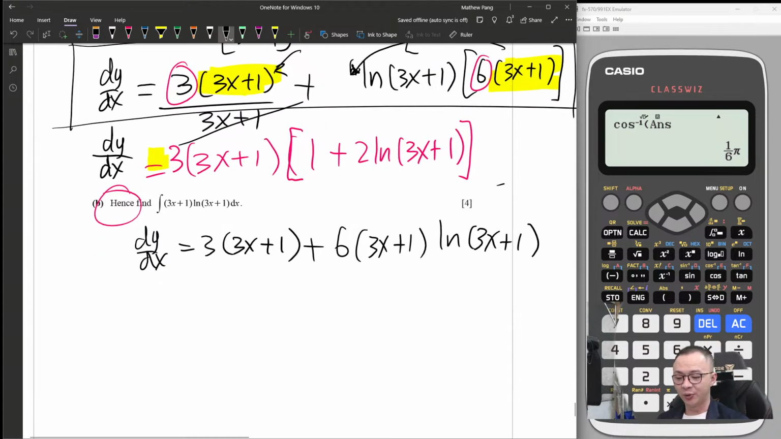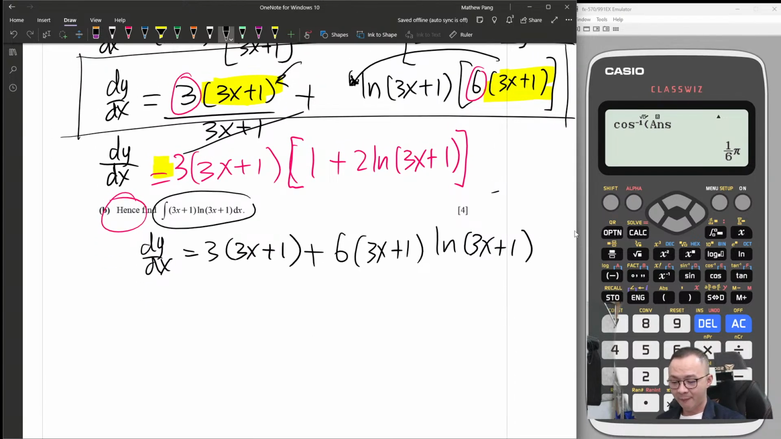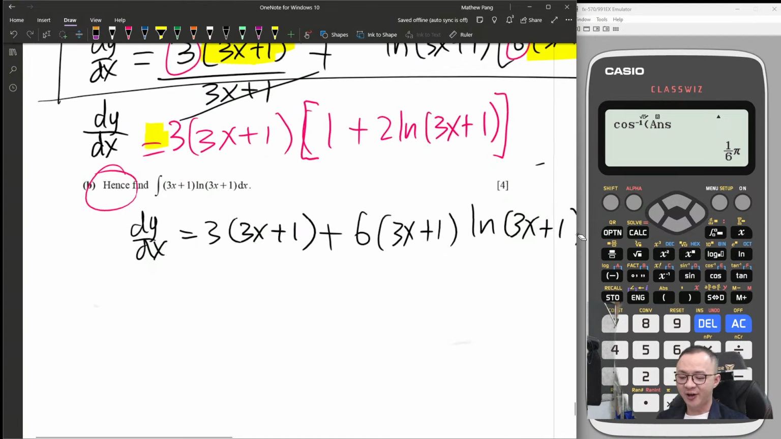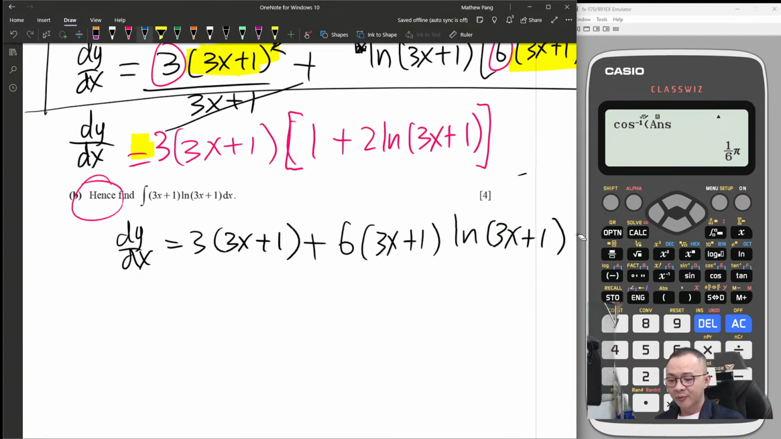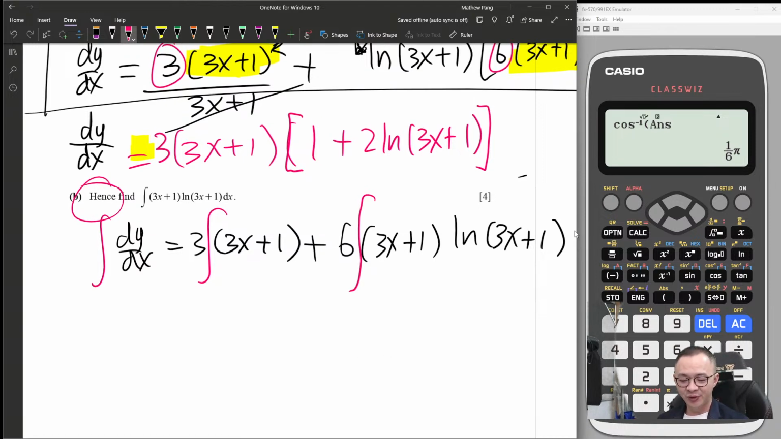Now we want to do this one. How to do it is very simple. We add the integration sign for every single one. This one I think I leave the 3 outside. This one I think I leave the 6 outside. And if you see carefully, you realize this one is my question.